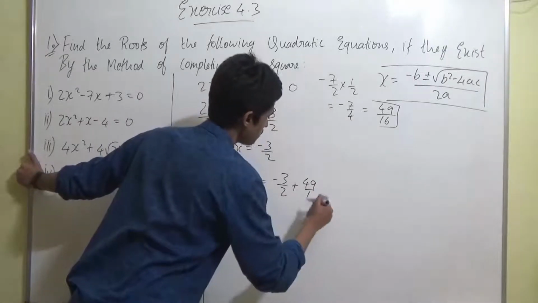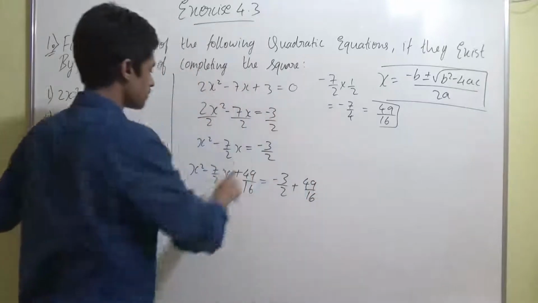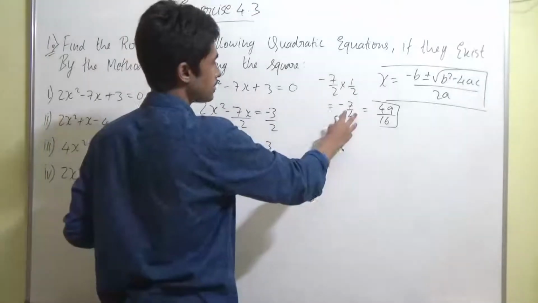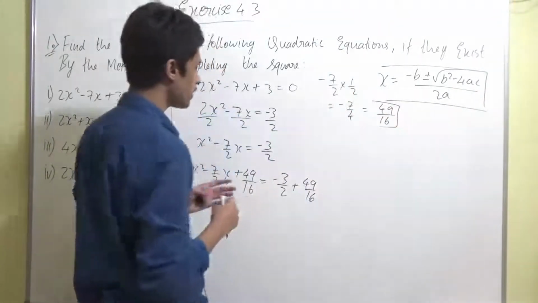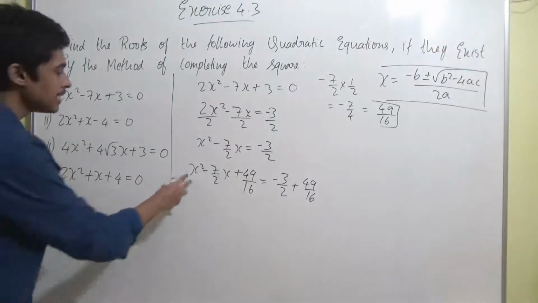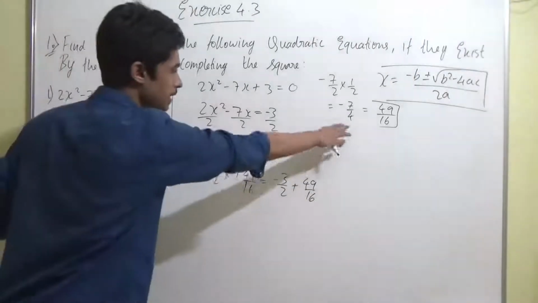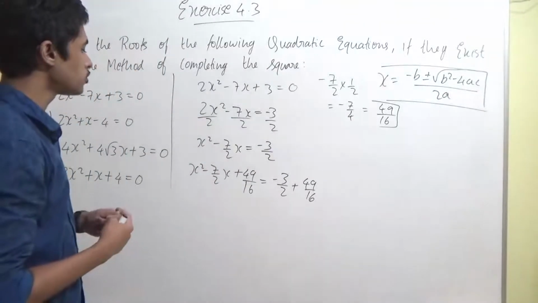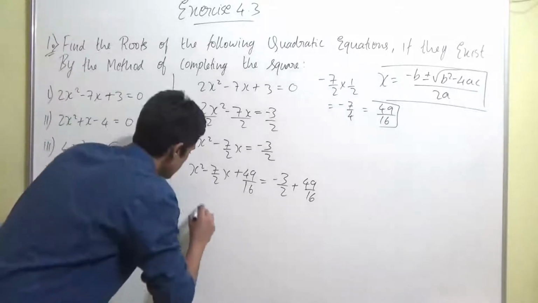Getting it, guys? 49 by 16, the squared term. First we took this term and then we took half of it. And then we got this, right? This we squared to get 49 by 16. And then we added it on both sides. Now if you see this, a minus b the whole square, right? This is b. Correct? This is b. So it is like a minus b, that is, a is x.